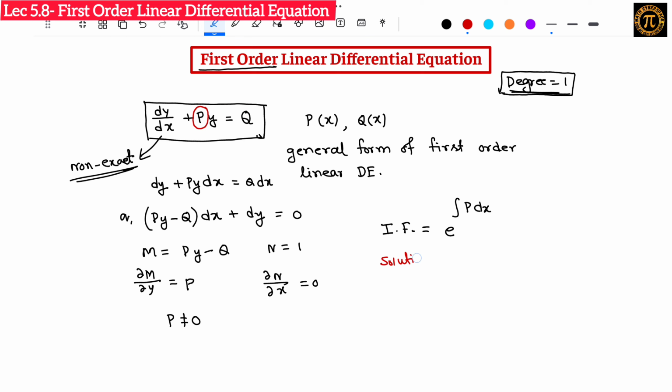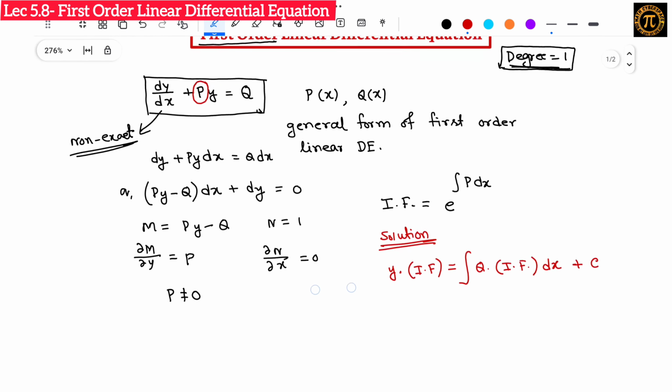The solution is very simple. In this equation, which one is the dependent variable? Y. So the dependent variable times the integrating factor equals the integral of the right hand side, which is Q, a function of x. So Q times the integrating factor, integrated with respect to x, plus the integrating constant c. This is the solution formula of a first order linear differential equation.